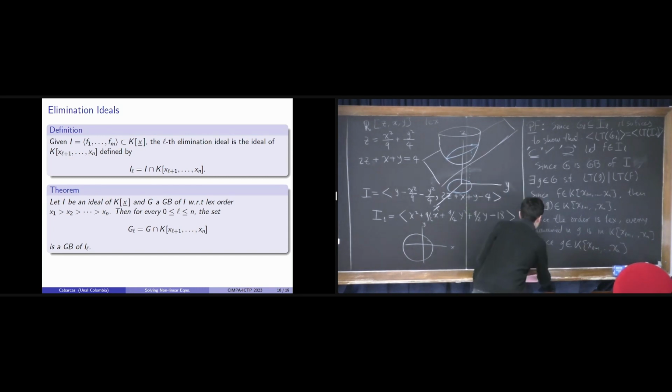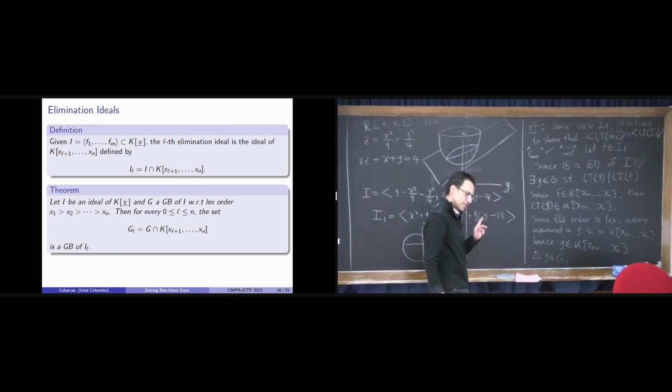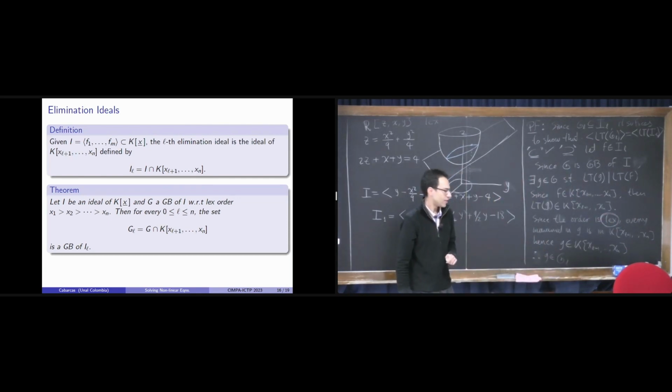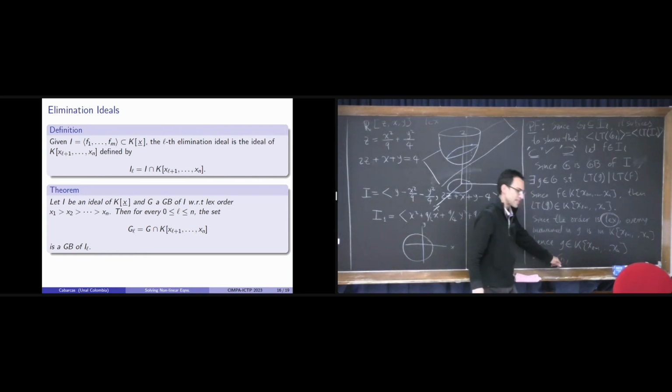So g is in capital G. We know that g is in G, but it's also in the polynomial ring in the last n minus L variables. Therefore, g is in G sub L. That's how we define G sub L. Notice that here it was very important that we use the lexicographic order. Otherwise, this last step would not be possible.